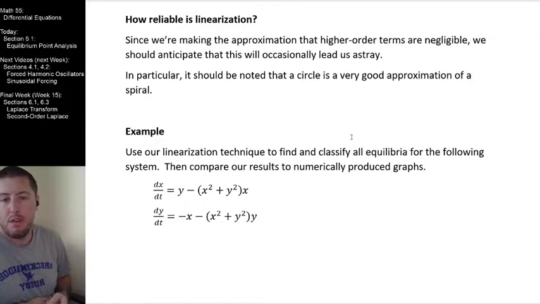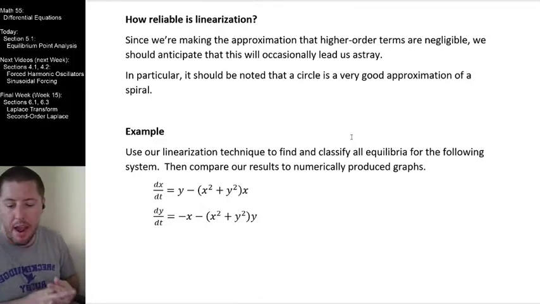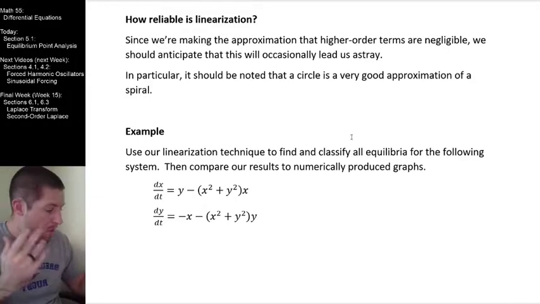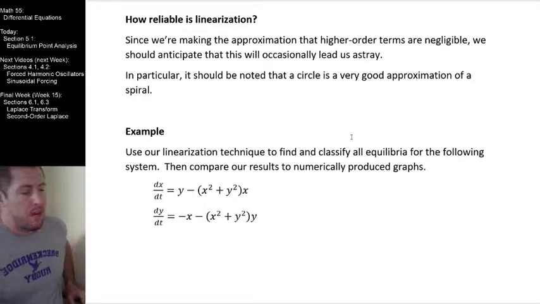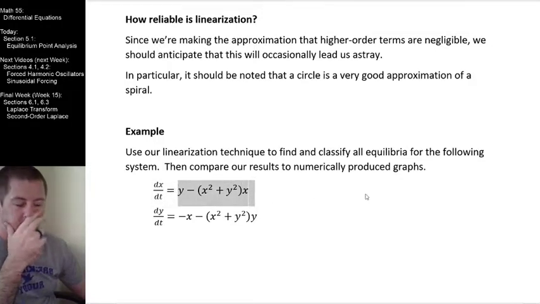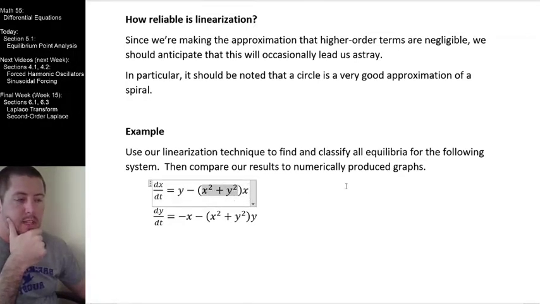Then let's compare our results to numerically produced graphs. So here's our next system that we want to look at here, and let's recognize that it's going to crop up some issues for us here. So here's the thing that I'm seeing. I'm asking first, where are equilibria located? And I guess the thing that I'm seeing here is this. This quantity here is always going to be a positive quantity because it's x squared plus y squared right there.